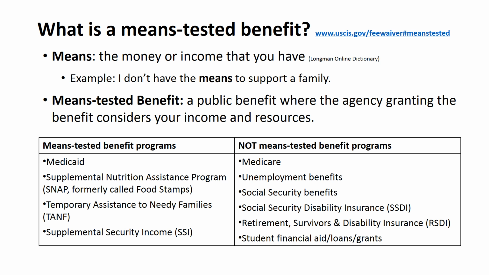Examples of programs that are not means-tested benefits include Medicare, unemployment benefits, Social Security benefits, Social Security disability insurance, retirement, survivor, and disability insurance, and student financial aid, loans, or grants.